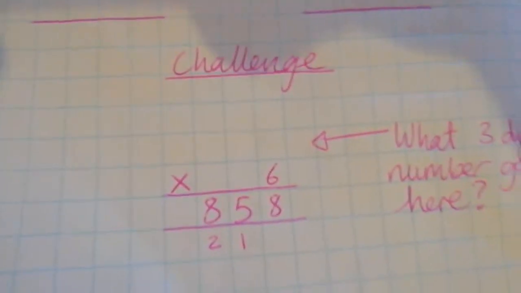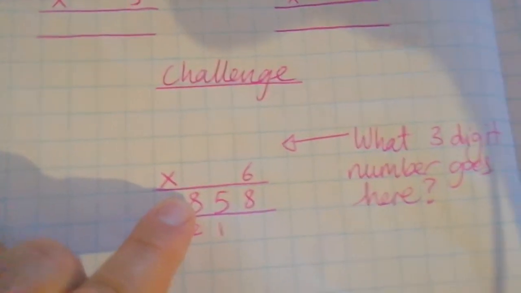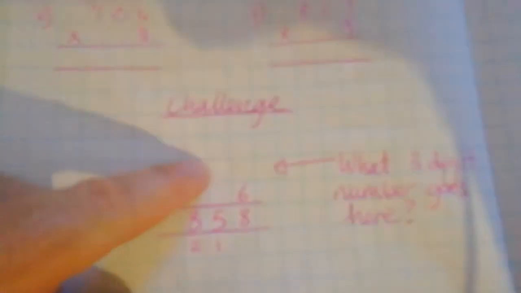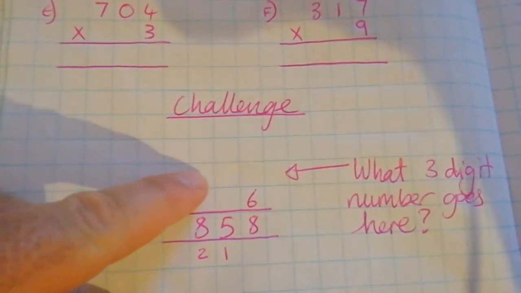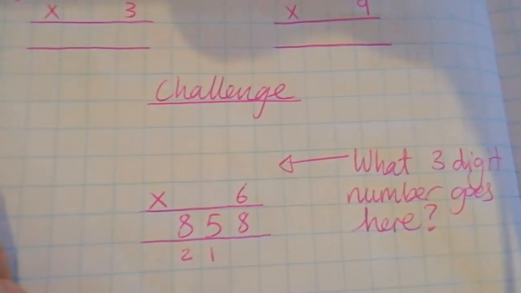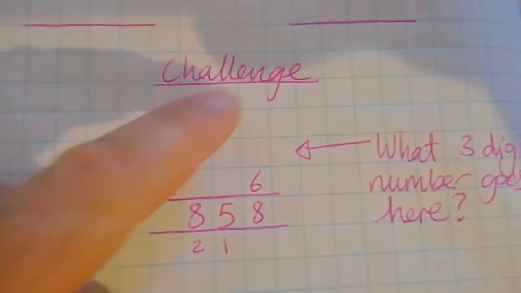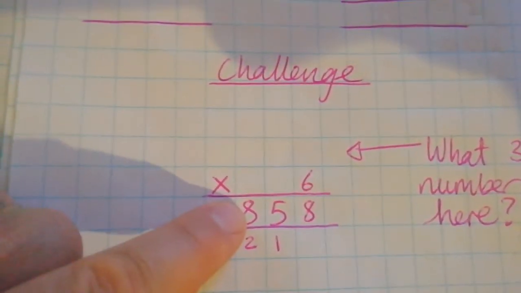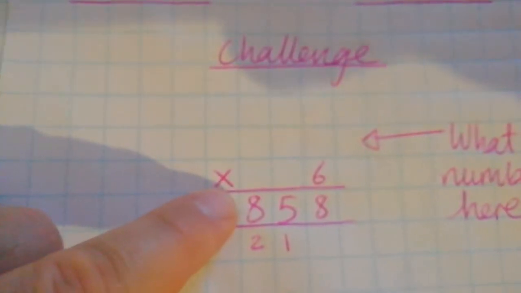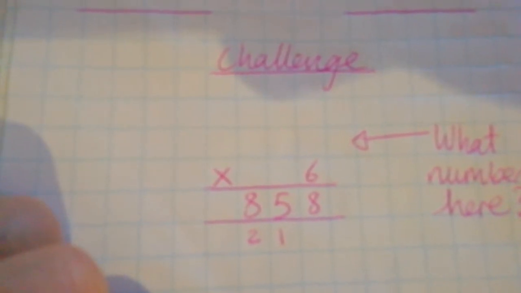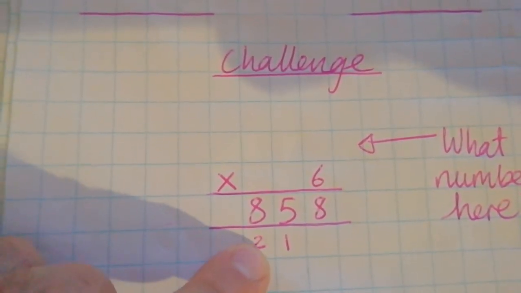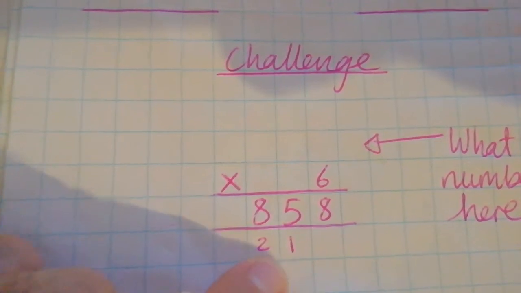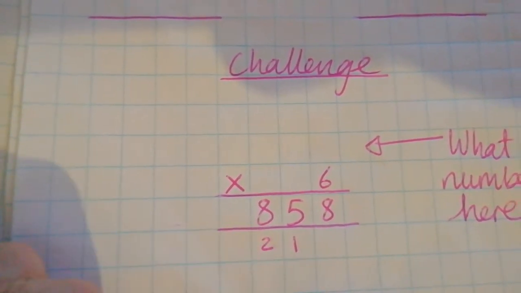Okay, your challenge. Oh, look, I've given you the answer again, but there's a 3-digit number missing from the top there. So what 3-digit number goes up here, and when you multiply it by 6, you get an answer of 858. These little numbers underneath might make your life easier trying to figure this one out.